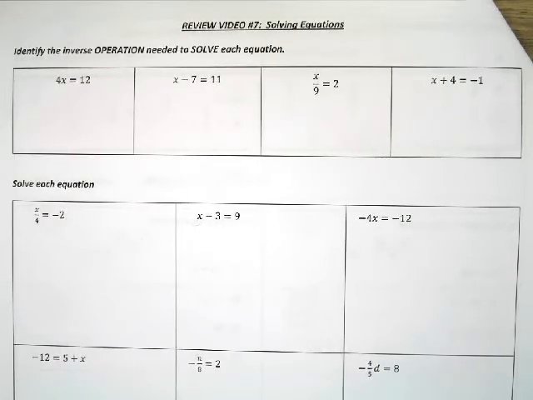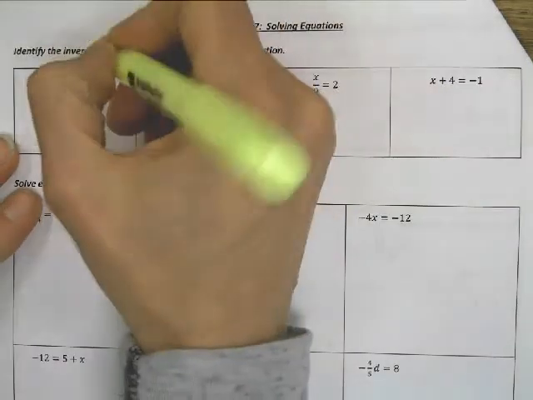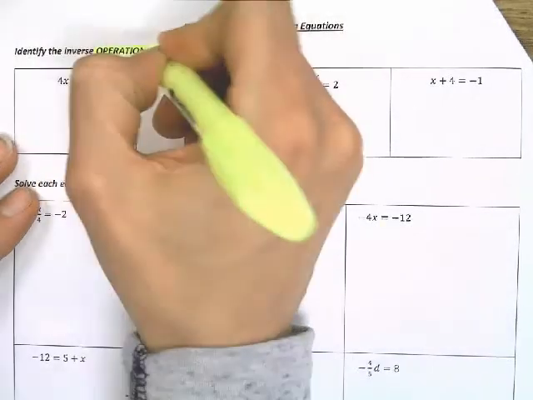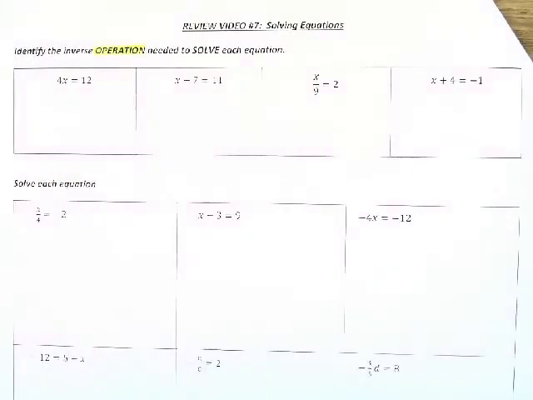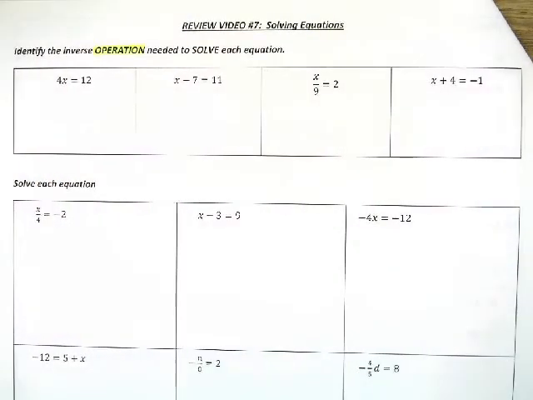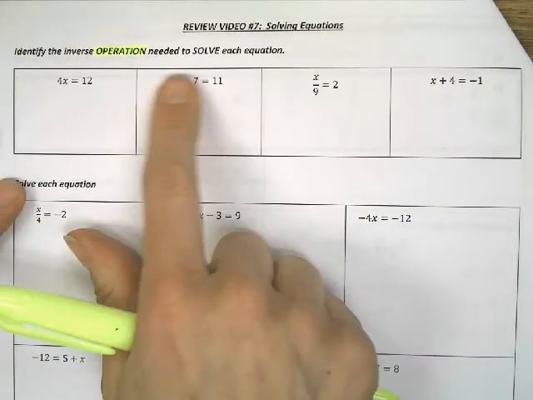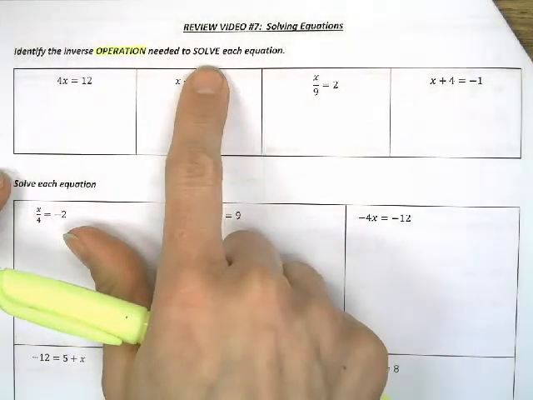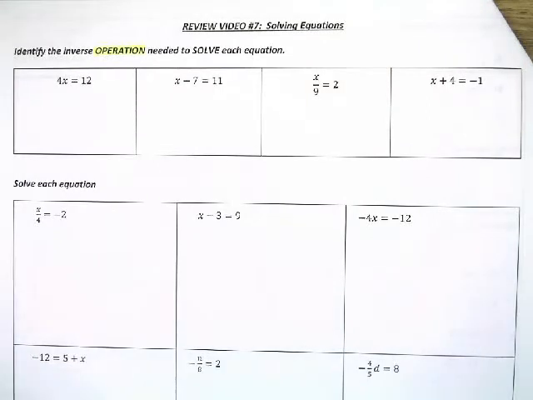The first one I wanted to go over mostly because I want you to be familiar with some of the directions that you're going to see on the final. The first set of problems says to identify the inverse operation needed to solve each equation. Your answer should be an operation: subtraction, addition, multiplication, or division. And it's the operation that we need to solve each problem, not the operation that's in the equation.